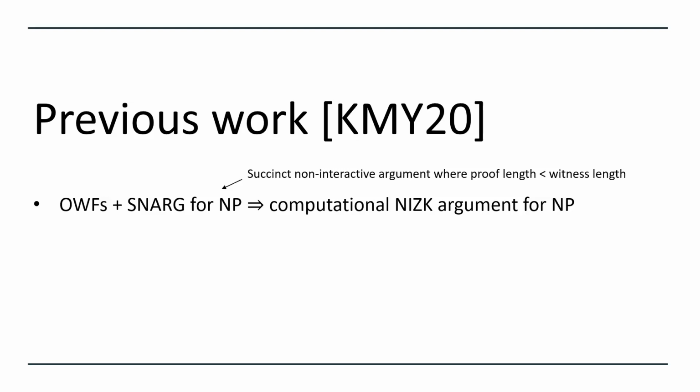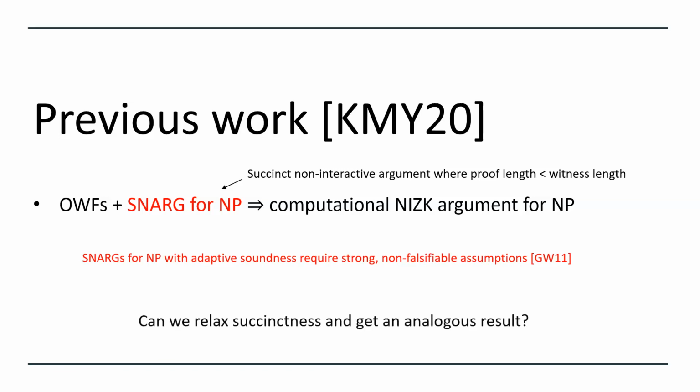And so this definition of succinctness is actually very powerful, because in fact, there is strong evidence that SNARGs for NP with adaptive soundness actually require non-falsifiable assumptions. While on the other hand, NIZKs for NP can be constructed from a variety of standard assumptions. So a natural follow-up question to ask here is, can we relax succinctness and get some sort of analogous result? And that's what we're going to be focusing on.